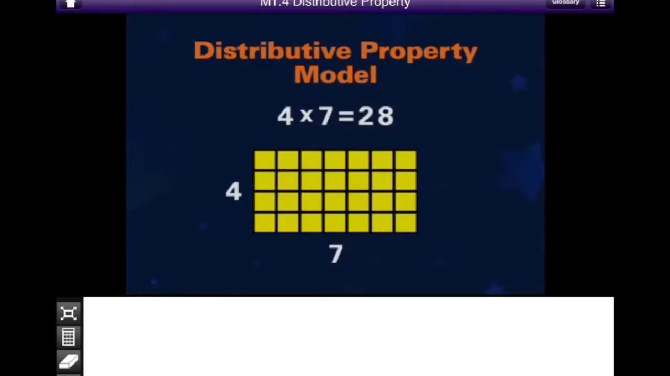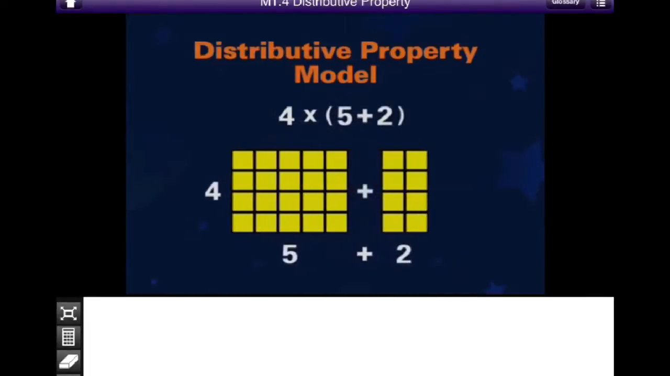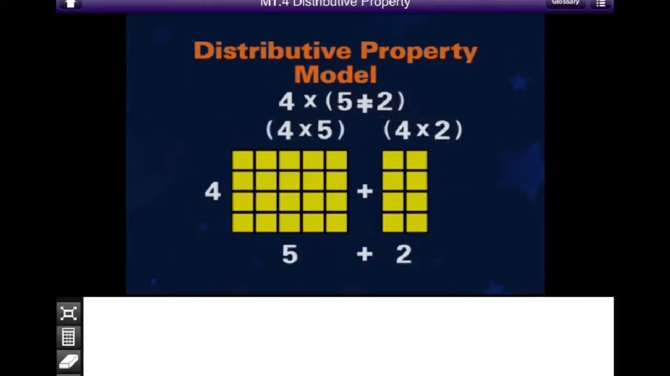4 times 7 equals 28. Now watch as I solve 4 times 7 in another way. I rewrite the factor 7 as a sum, 5 plus 2. Now we split the 4 by 7 rectangle into a 4 by 5 rectangle and a 4 by 2 rectangle. We can rewrite 4 times the sum of 5 and 2 as 4 times 5 plus 4 times 2.